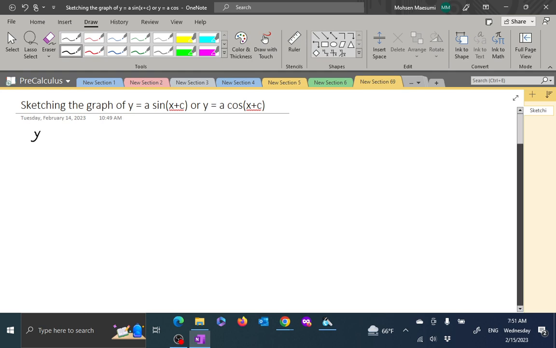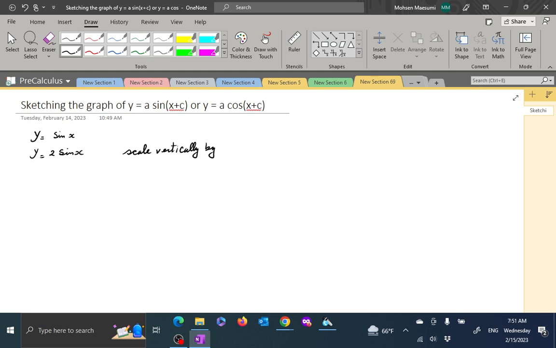In any of these problems, you start with a basic graph like sine of x. Then we learn if you double this, what happens? So 2 sine of x, we said this is a scaling vertically by a factor of 2. What does that mean? Plain language, twice as tall.